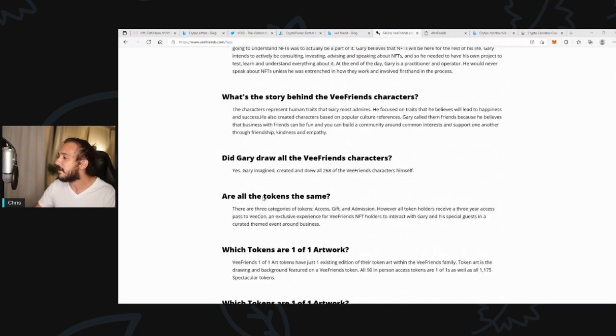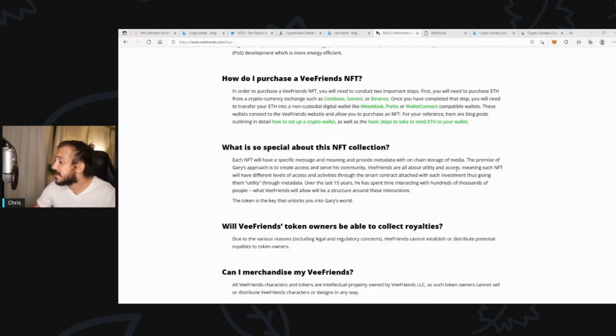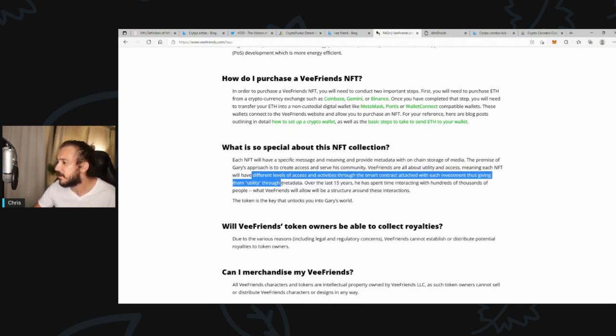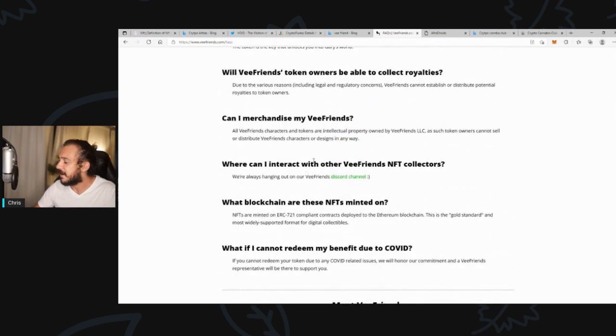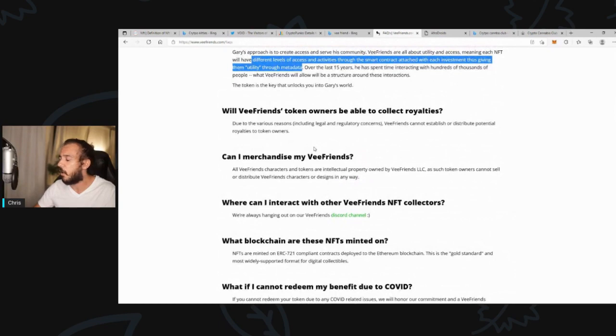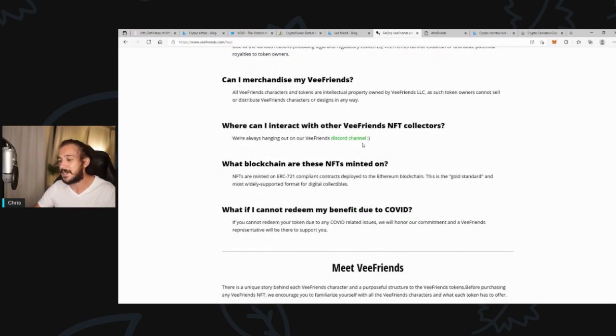But if you're holding a VFriend, you have perks. We see right here in the VFriends utility that each NFT will have different levels of access and activities through the smart contract attached within each investment, thus giving them utility through the metadata. I think some of the examples are, with one of the higher VFriends, you can get a 3-minute FaceTime with Gary V, a couple times a year or something like that. There is VCon, which you're able to attend if you're holding one of these NFTs. I haven't thoroughly looked into VFriends. I know he's just one of the more popular examples right now.